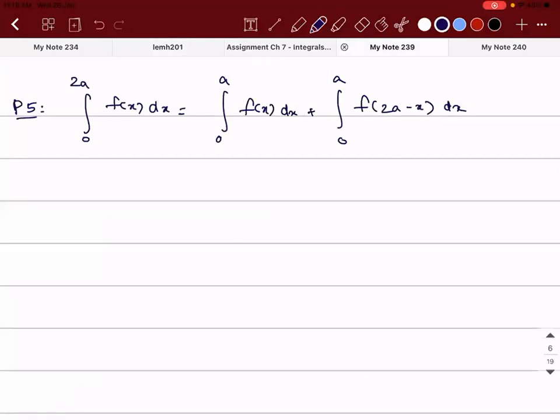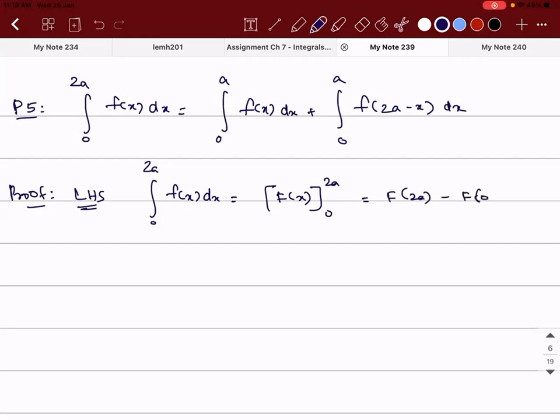Okay, so let's see the proof of it. If I take the LHS, integral of 0 to 2a f of x dx will be equal to capital F of x between 0 to 2a. So this will be capital F of 2a minus capital F of 0. Let this be equation number 1.